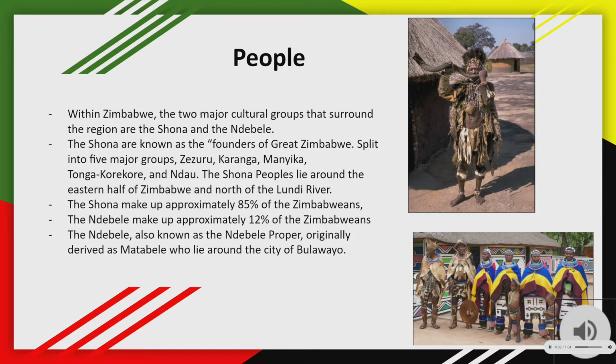The Shona people lie around the eastern half of Zimbabwe and north of the Lundi River. The Shona make up approximately 85% of Zimbabweans. The Ndebele make up approximately 12%, and they're also known as the Zimbabwe proper, originally derived as Matabele, who lie around the city of Bulawayo.